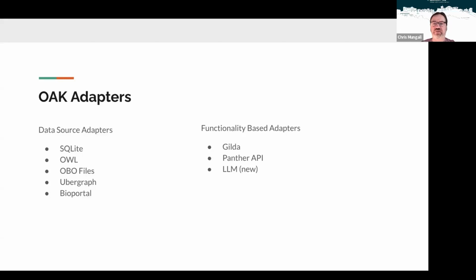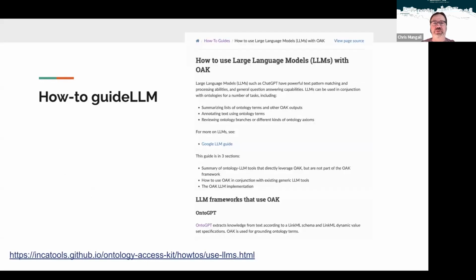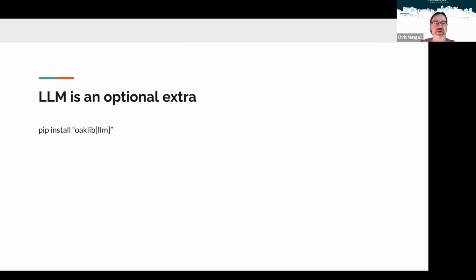Just to emphasize, everything to do with LLMs in Oak is entirely optional. It's entirely a layer on top. The core of Oak will never, I don't think, rely on LLMs. It is based around doing crisp, logically defined operations. The LLM stuff is entirely optional. So we have a how-to guide now on how to use LLMs in combination with Oak. I encourage you to take a read of that.